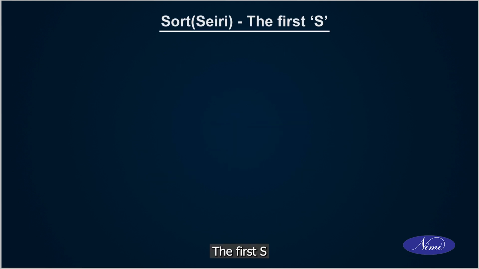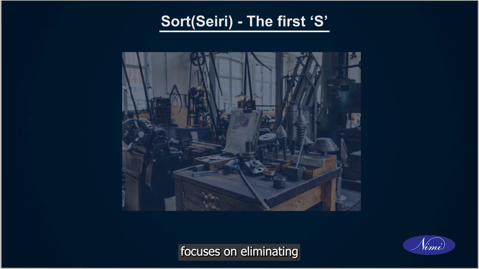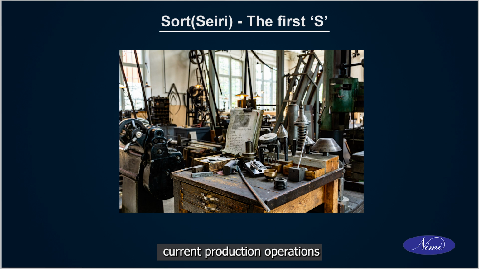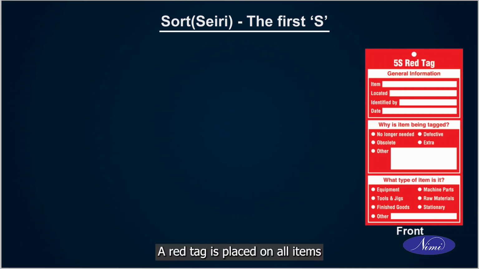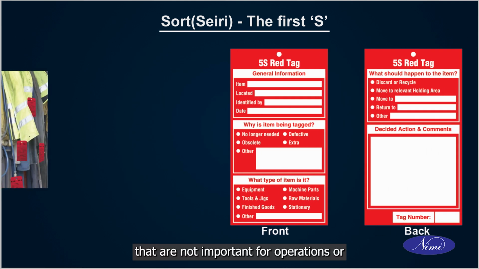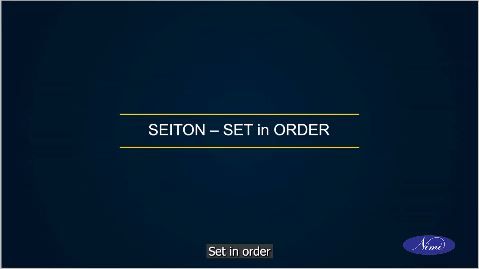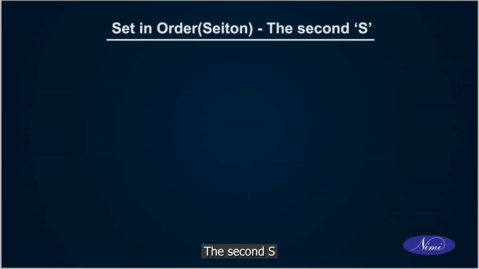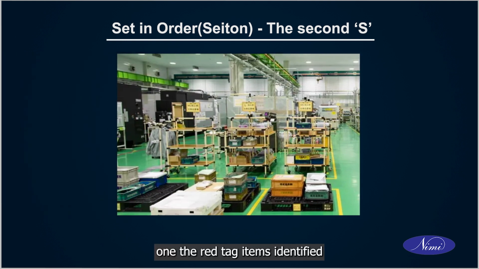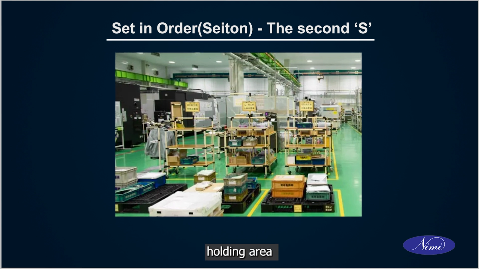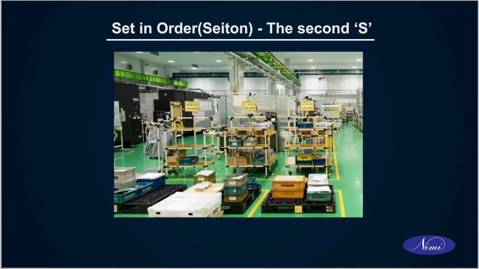Sort. The first S focuses on eliminating unnecessary items from the workplace that are not needed for current production operations. A red tag is placed on all items that are not important for operations or that are not in the proper location or quantity. Set in order. The second S, once the red tag items are identified, these items are then moved to a central holding area for subsequent disposal, recycling, or reassignment.